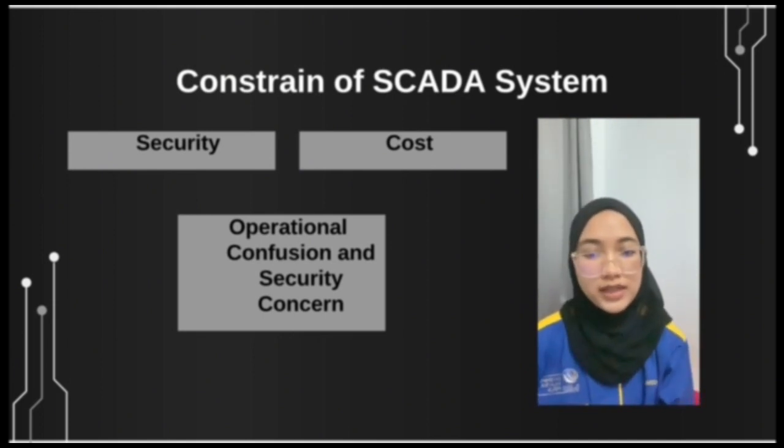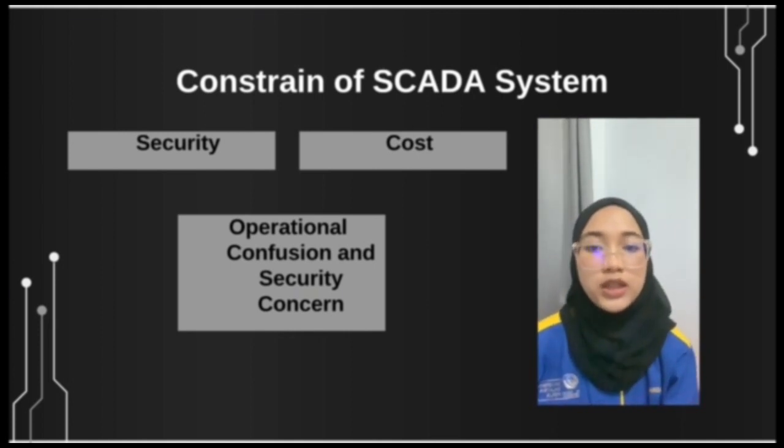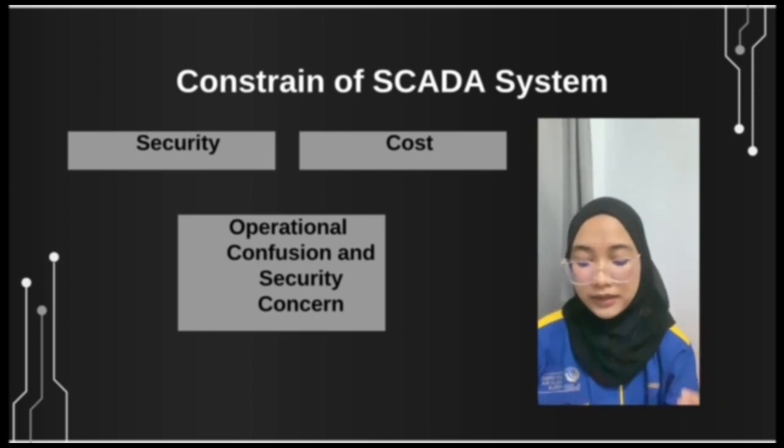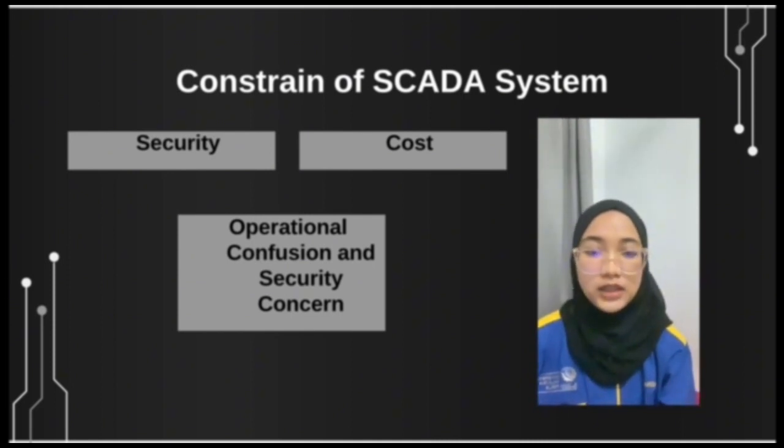Constraint of SCADA system is operational confusion and security concern. SCADA system is mostly used for monitoring and controlling by remote. Incorrect user selection can lead to operational confusion and raise the security concern.